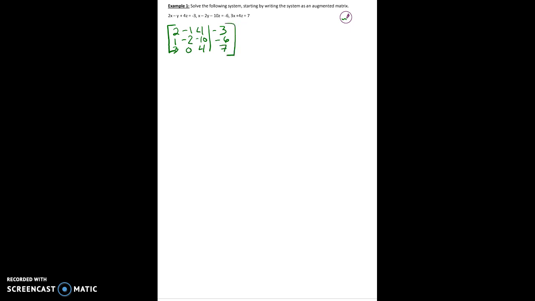Now, there are a couple of things that we talked about when we were doing Gaussian elimination, and one of those things was that we wanted to have a 1 in row 1, or in the first equation.